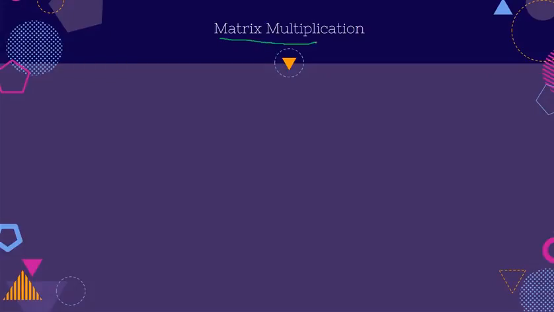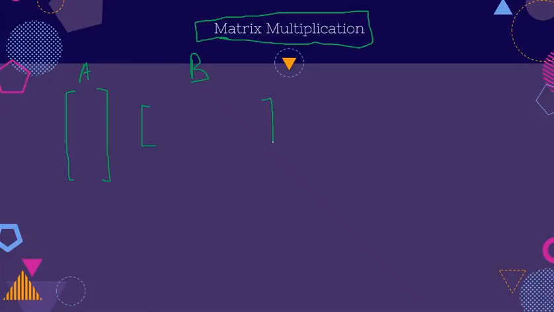So last time I did a video on matrix addition, subtraction, scalar multiplication and finding determinants. Today I'll be doing a video on matrix multiplication. So this is basically multiplying two matrices, right? Let's just create two matrices. This is matrix A and this is matrix B.